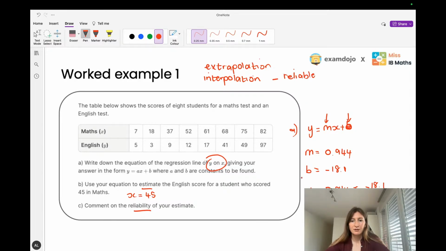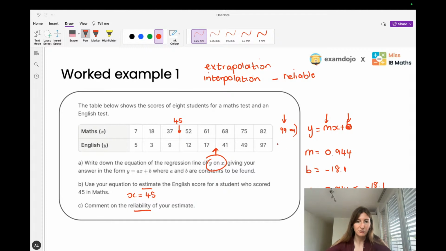The student that had 45 marks, is that within our range of data? Yeah, 45 would be around here. That is inside the data. The result of 24.4 is also somewhere inside the data. So there we can make quite a reliable estimate because we know it's within. If we were asking something outside of the data, like a math student got 99, for example, that would maybe not be such a reliable estimate because that is outside of our data.